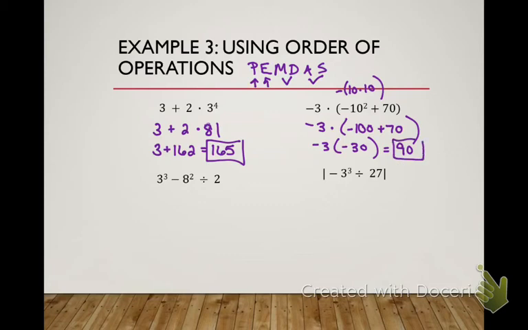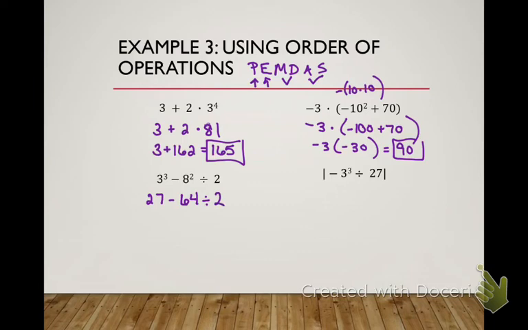All right. Okay, I want you to try to do this third one on your own. 3 to the third minus 8 squared divided by 2. All right, so I guess your notes have whole numbers. So make it 3 to the third and 8 squared. All right, what is 3 to the third? What's 3 times 3 times 3? 27. Minus 64.